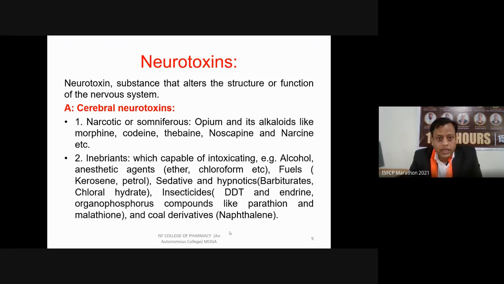Further, the cerebral neurotoxins categorize into inebriants. So these are the alcoholic preparations which cause neurotoxic effect. So these inebriants include alcohol, anesthetic agents like ether, chloroform, fuels like kerosene, petrol, sedative and hypnotics like barbiturates, chloral hydrate, and insecticides include DDT and aldrin. So these organophosphorus compounds like parathion and malathion, these all are included under insecticides. And some coal derivatives like naphthalene are also included under cerebral neurotoxins.